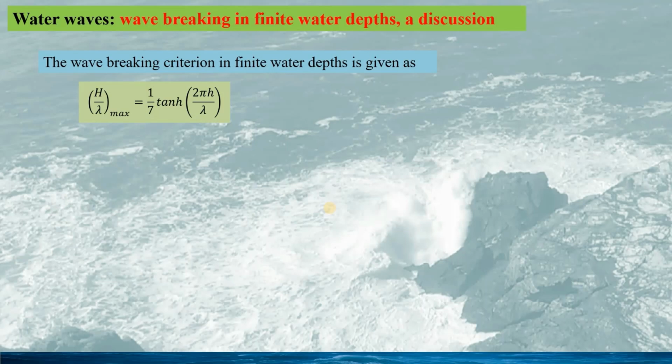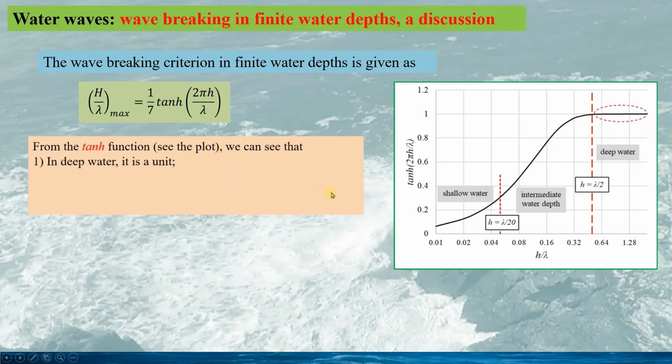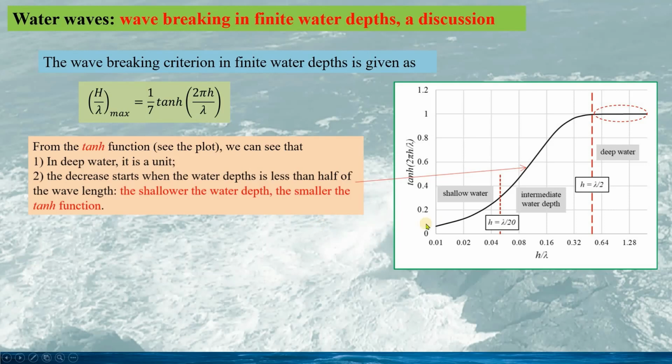Let's look back at the general wave breaking criterion, and we first examine the hyperbolic function, the tangent function. We can see from this plot the tangent function is a unit in deep water here, and the tangent function decreases when the water depth is smaller than half of the wavelength, and the shallower the water depth, the smaller the tangent function.